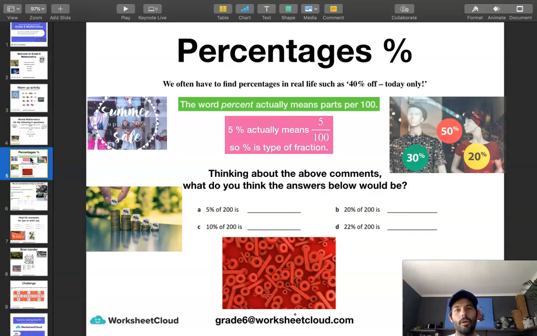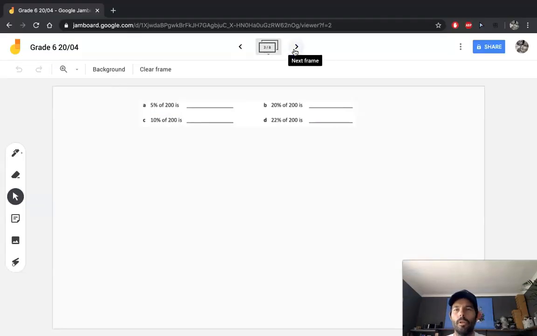You can either convert the percentage to a fraction and then work out the fraction of the amount, but I'm interested to see if you know another method. So I'm going to give you a minute or two to complete A, B, C, D, and then when we come back, we'll work through them together. Okay, off you go. Okay, guys, well done for working those out.